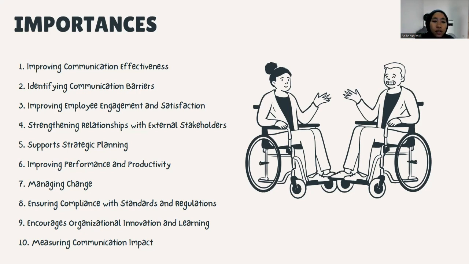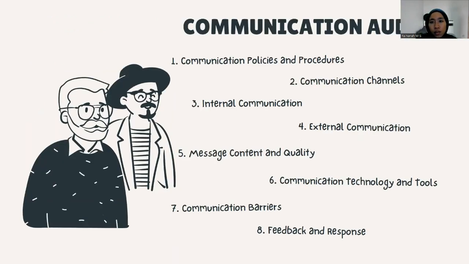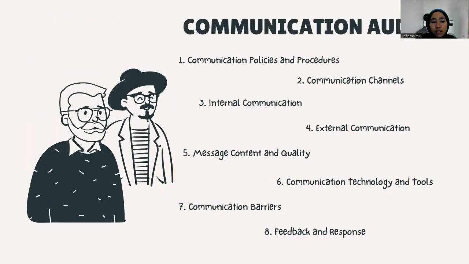There is a lot that I would like to explain, but we will move to the next point. The communication audit has some things that I would like to explain. The first one is communication policies and procedures. It's for reviewing existing policies and procedures to determine if they support effective communication and are in line with organizational goals. And the second one is communication channels.